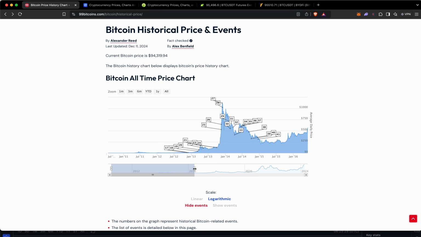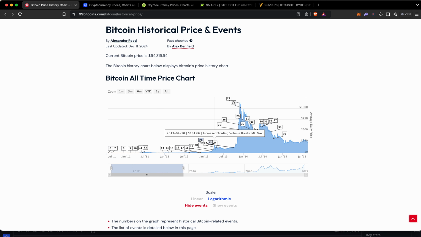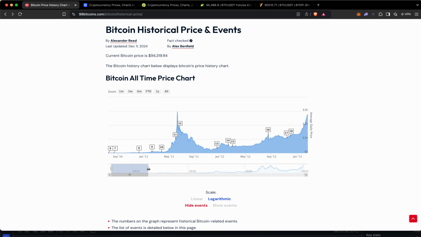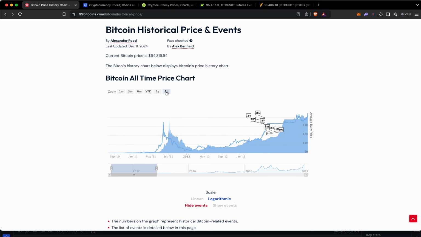And this is a really cool place to get an idea of the historical things that this asset has gone through in order to get to where it's at now. A lot of these events that have happened throughout its history have played a major role in getting to where it's at now. Anyway, I just wanted to show you all this site and this all-time price chart over at 99bitcoins.com. Just something to check out whenever.